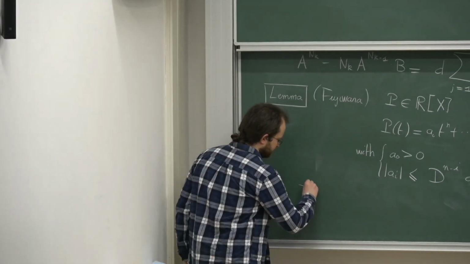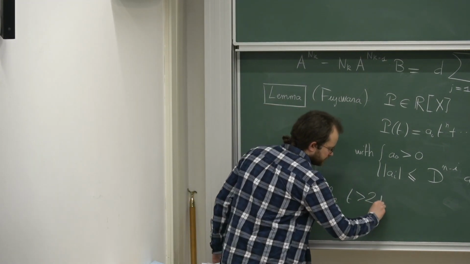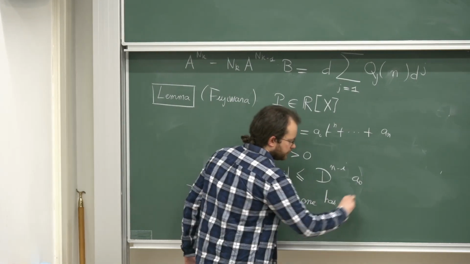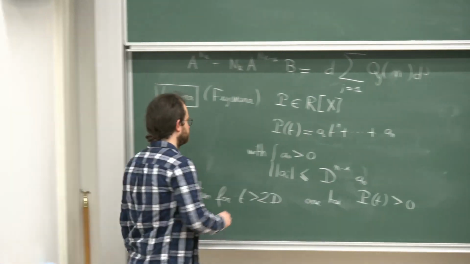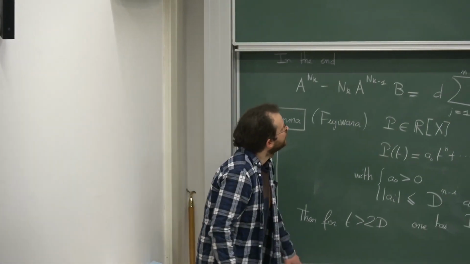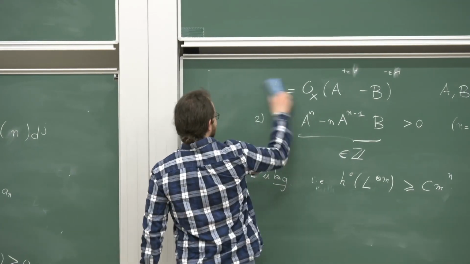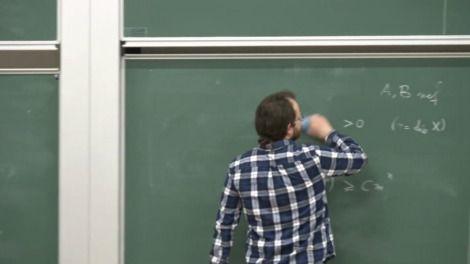Okay, suppose you have a polynomial like that, and then you can do the following exercise. Then, for t larger than 2C, one has that p of t is positive. If you're bored, you can do this exercise. And the trick, I don't know if it's a trick, so, as I said, a rather subtle computation.